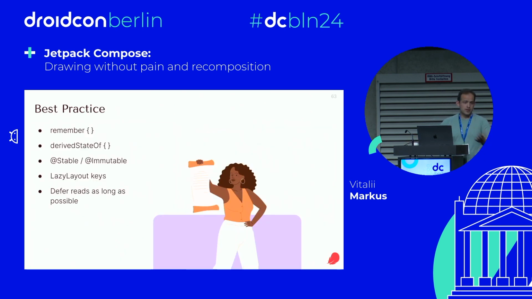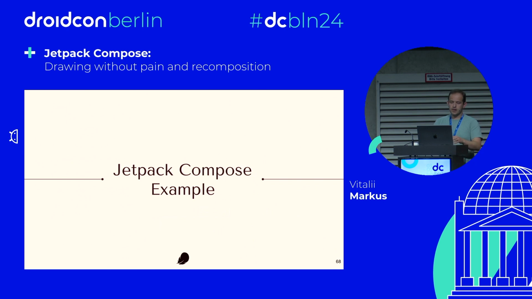Okay, let's return to our slide with the best practice, especially to the last point. I want to add to the last point: defer reads as long as possible and use some point, even changing phases, which means that we can defer reading to a different phase to improve our app's performance. Okay, let's see how this approach is used by Jetpack Compose and some libraries. There are a few examples.